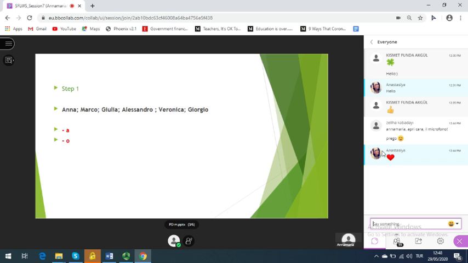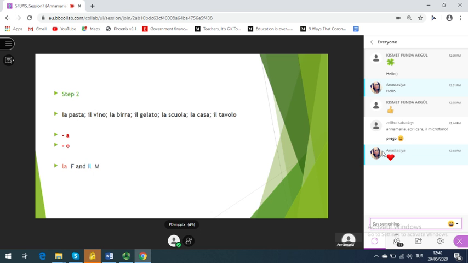In step 2, in the following lesson, I wrote on the board la pasta, il vino, la birra, il gelato, la scuola, la casa, il tavolo. So they are very common nouns that I was sure students could recognize and understand. But as you can notice, I wrote these nouns with their equivalent definite articles, la, il. Once again, I asked the students to tell me what they were noticing.